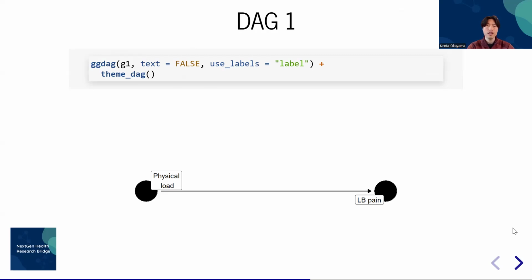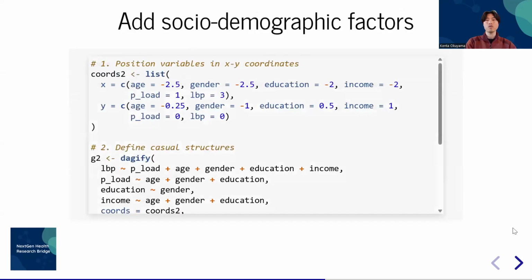Okay, now let's add more variables. We will now add socio-demographic factors. In addition to exposure and outcome, as a first step, we will place age, gender, education, and income at reasonable XY coordinates.